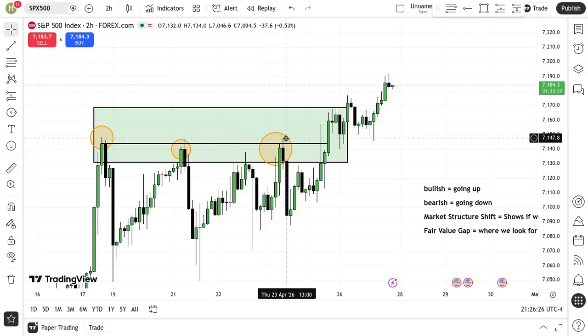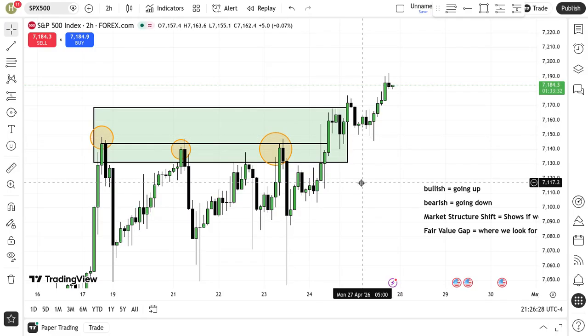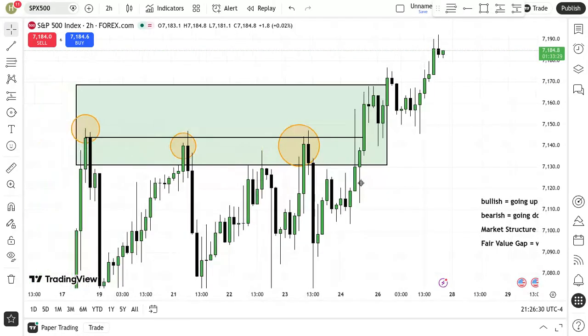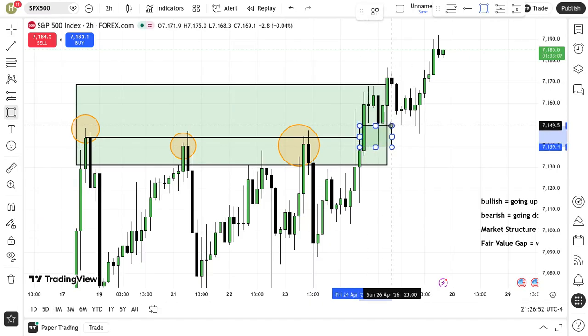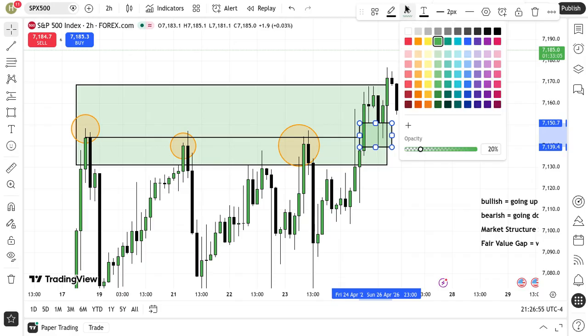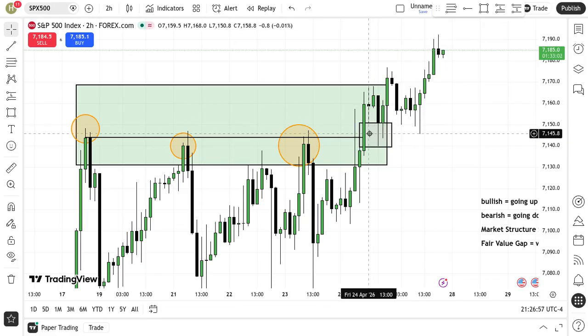Our next step is to identify a fair value gap. So we zoom in a little bit more. I'll show you guys what a fair value gap is. It's essentially a gap between a candle's high and another candle's low, or vice versa. If we see here, this candle's high and this candle's low are not touching, meaning that there's a gap right here between these two candles. And I will mark this gap out, and I will make it a different color. So we see that there's a gap between this candle's low and this candle's high, so we have a fair value gap.